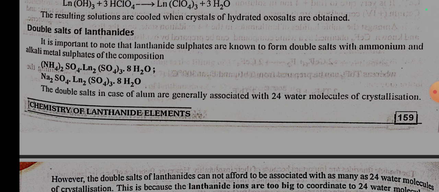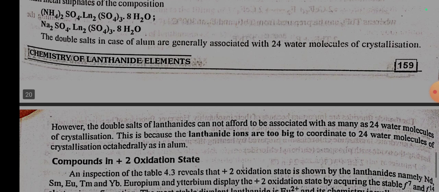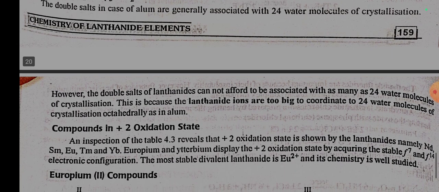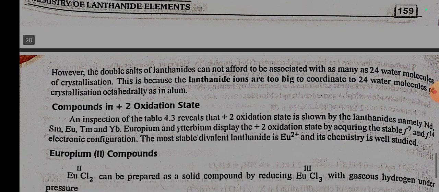Double salts of lanthanides. It is important to note that lanthanide sulfates are known to form double salts with ammonium and alkali metal sulfates of the composition (NH4)2SO4.Ln2(SO4)3.8H2O and Na2SO4.Ln2(SO4)3.8H2O. The double salts in case of the lighter lanthanides are generally associated with 24 water molecules of crystallization.